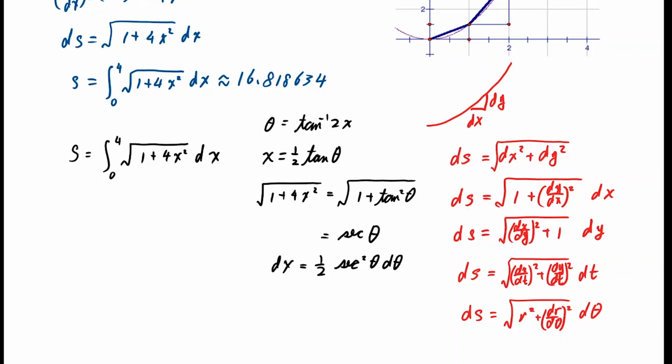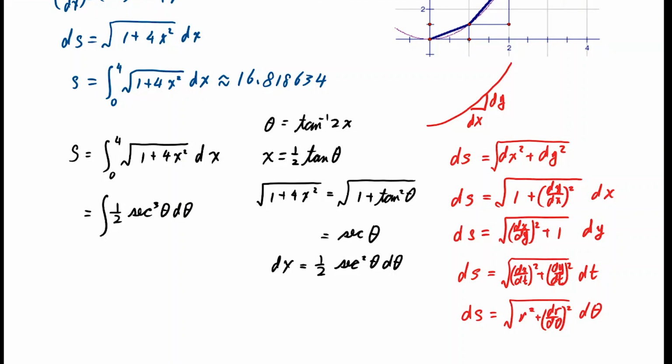Good. Now, let's plug it in and see what we get. So this thing is secant, and we have dx, so we need 1/2 here, and then secant cubed theta d theta.